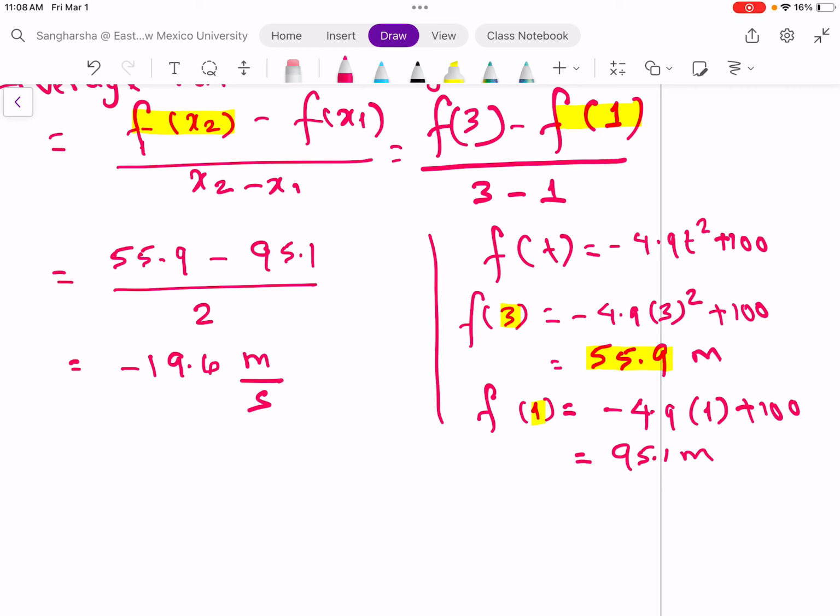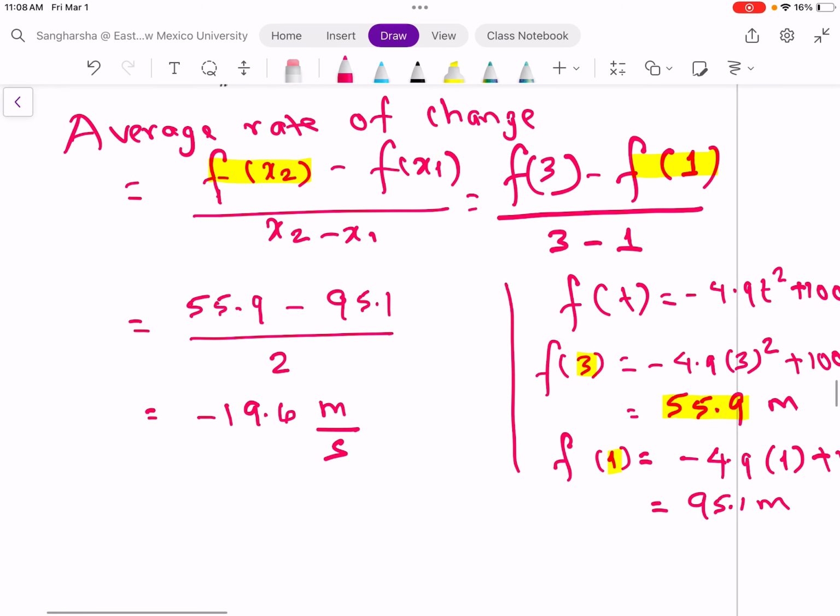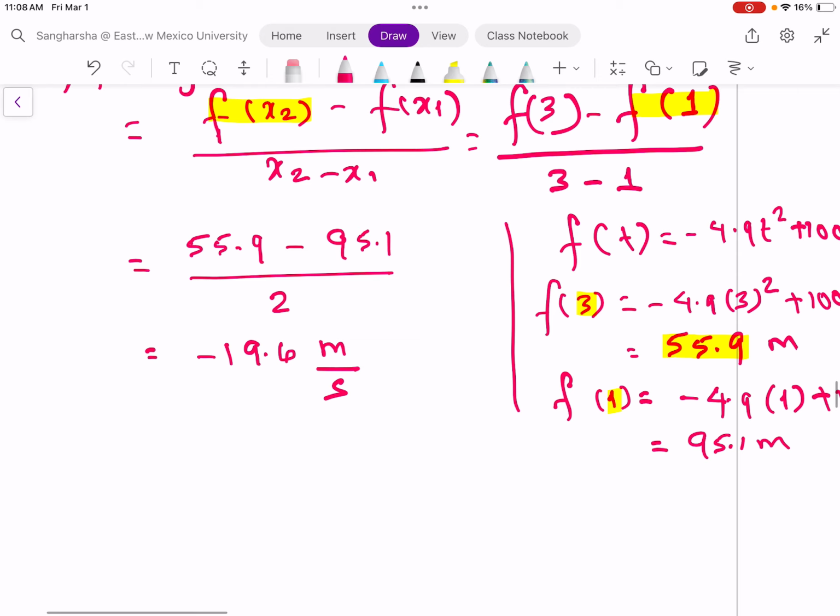Since the ball is dropping, the height is decreasing, right? So since we are dropping a ball, the negative represents that the ball is falling down. It does mention in the problem that the ball is dropped, but if you have a negative here, this tells us that the ball is dropping down. When we throw a ball upward, we're going to get a positive average rate of change, because when we throw up, the height increases. Here the height decreases continuously. The change is negative, it means it's dropping down. So this is about average rate of change.